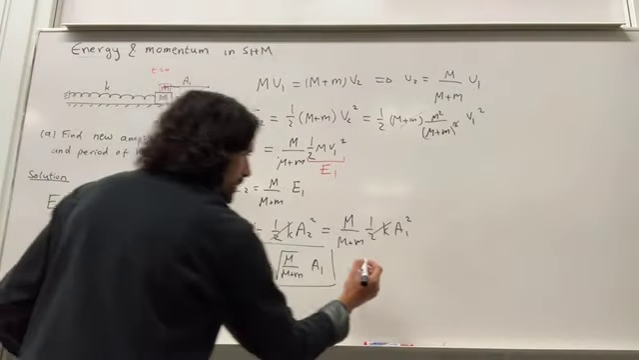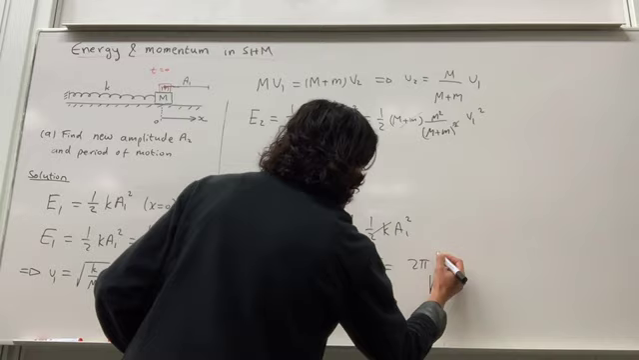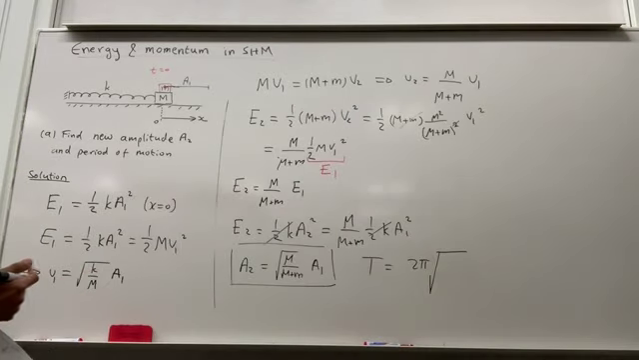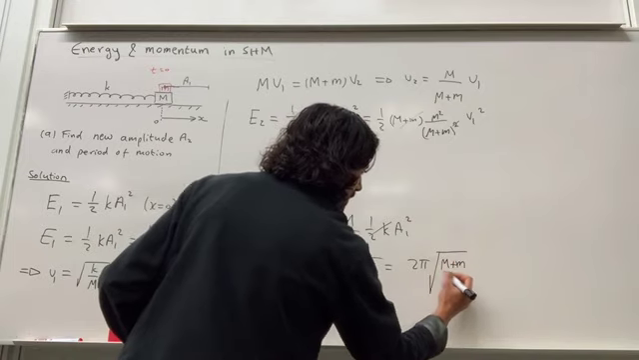And the period is 2 pi square root. Now we have M plus m over k.